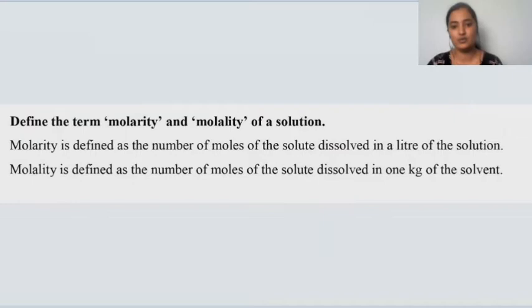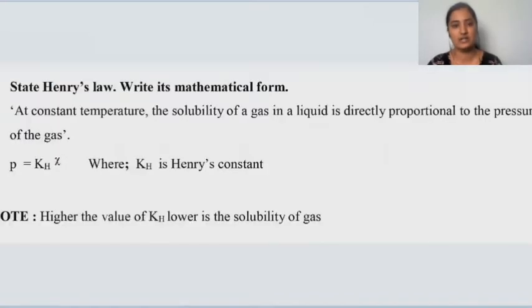Now let us move towards the second question, children. The second question is: state Henry's law and write its mathematical form. When you consider solutions and also solubility, what is solubility? Solubility is the capacity of a solvent to dissolve a solute, or you can also say the maximum amount of solute that can be dissolved in a solvent is regarded as solubility.